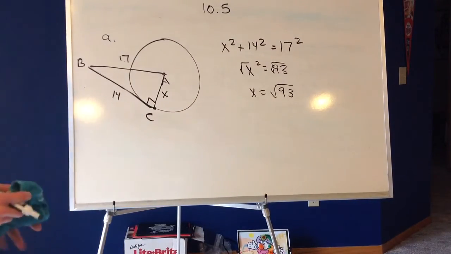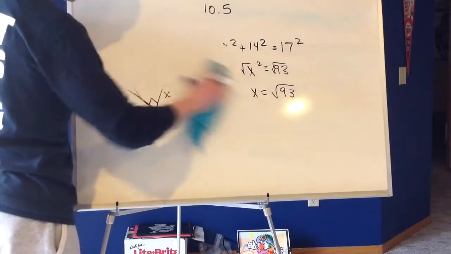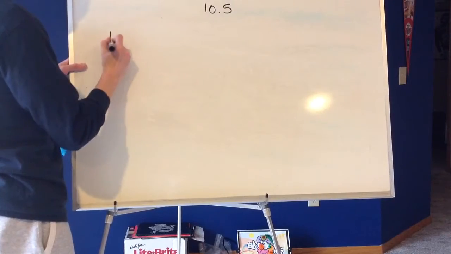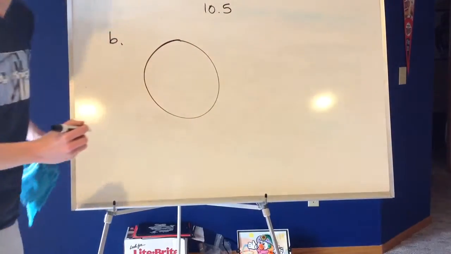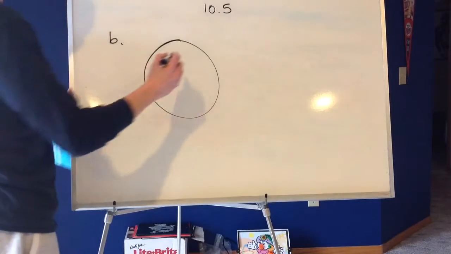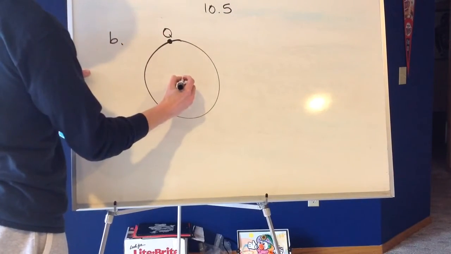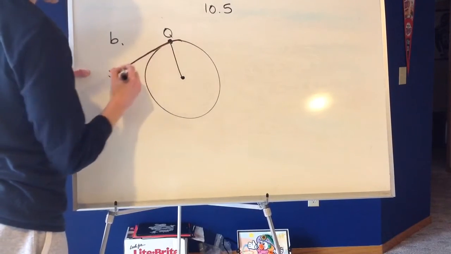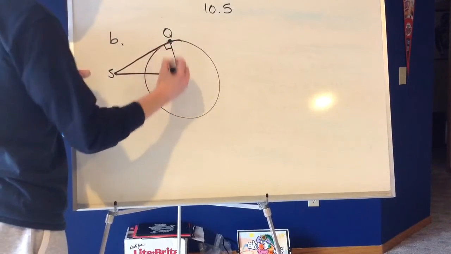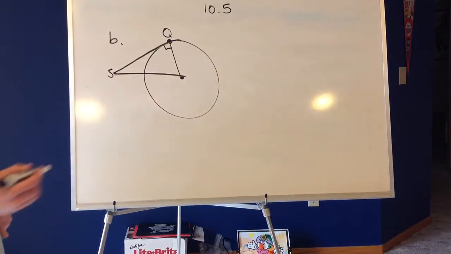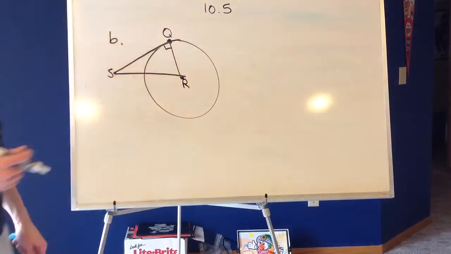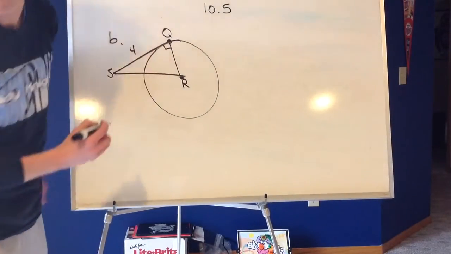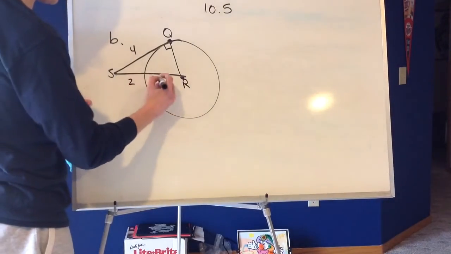So for the next one, same type of idea here. We've got B this time. This one will be a little bit different. It has one added thing to it though. For this one you have a Q, R is at the center, and then you have S somewhere out here. Again, where Q is at will make a right angle for us, dealing with the tangent and the radius. You have 4 over here, you have 2, and you have x.